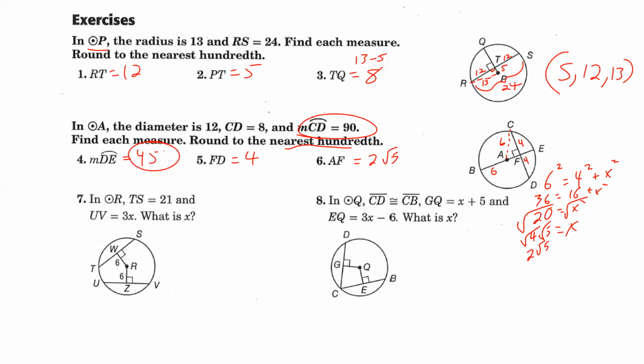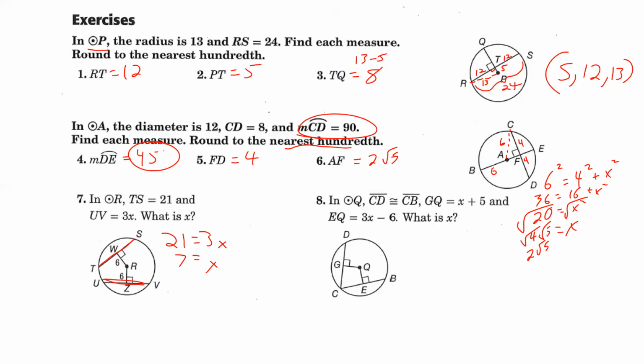Number 7. On number 7, we have circle R. We say that TS is 21. So that's this whole thing is 21 over here. UV is 3x. Well, what do I know about TS and UV? This piece and this piece, those have to be congruent because they are both 6 units away from the center. So they have to be congruent. So I can set that equal, solve it, divide by 3, and x is 7.